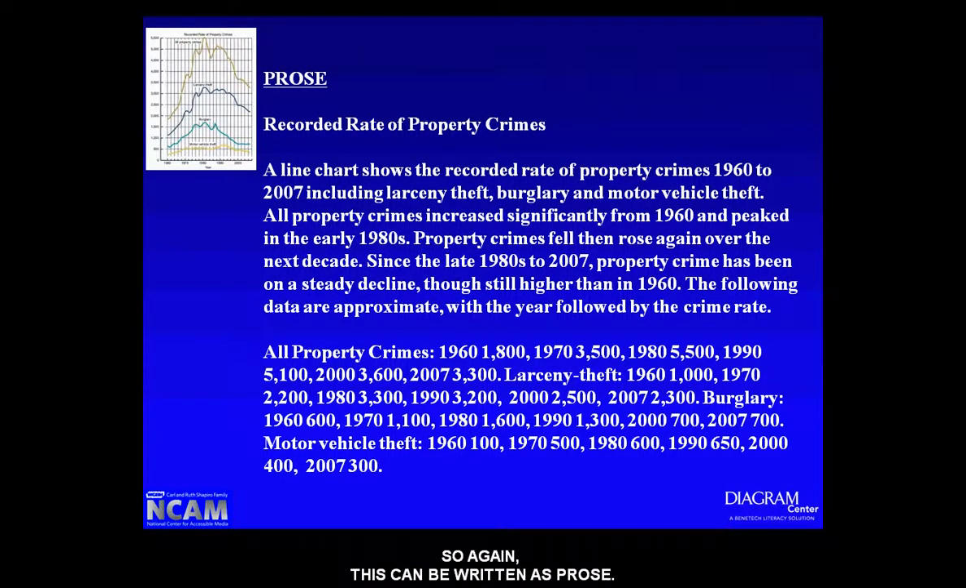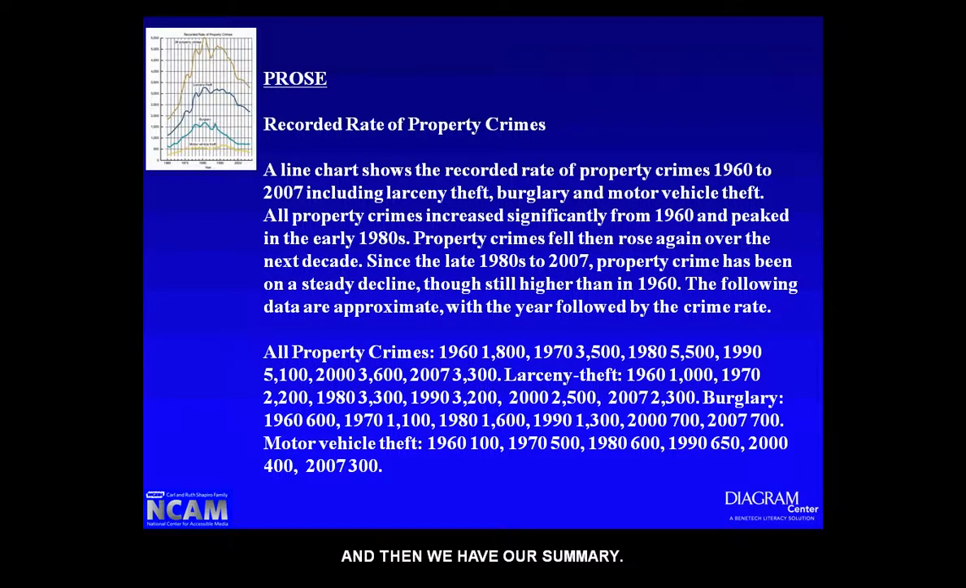So again, this can be written as prose. This would be a longer description. It has a title, Recorded Rate of Property Crimes, and then what is the image? It's a line chart or a line graph. It shows the recorded rate of property crimes 1960 to 2007, including larceny, theft, burglary, and motor vehicle theft.